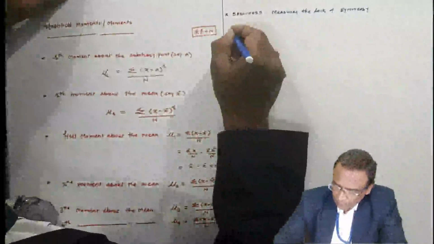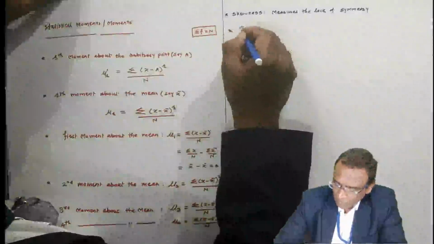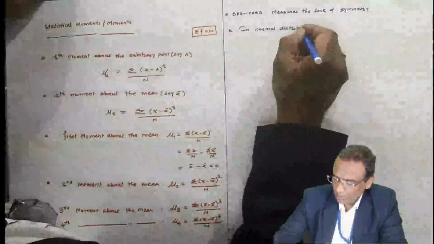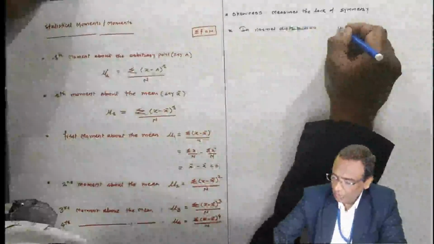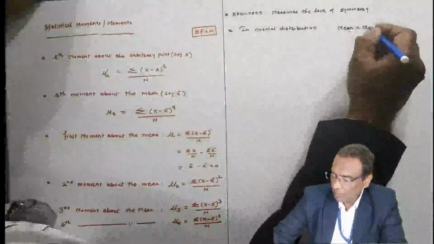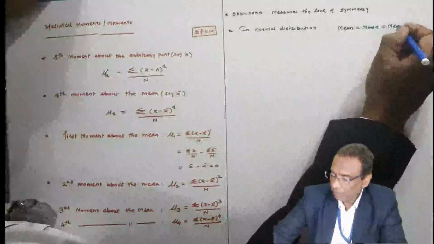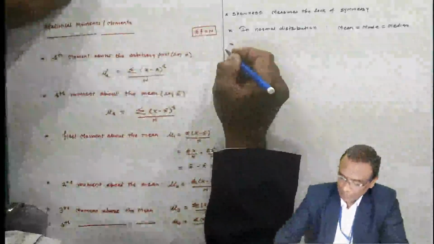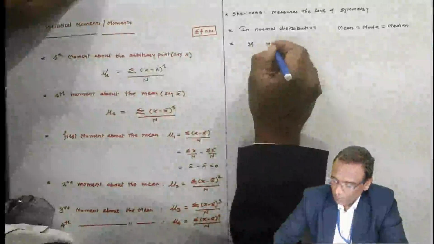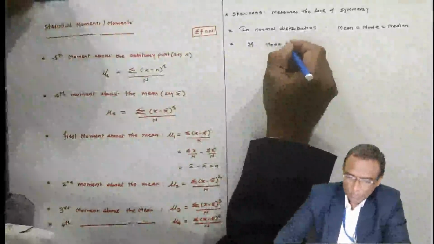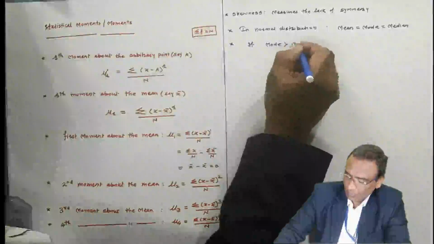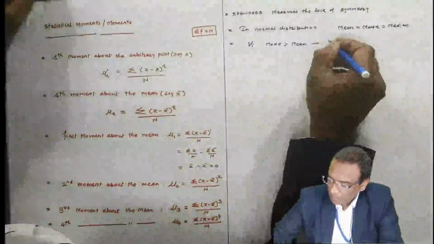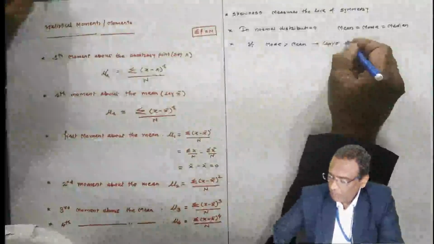In a normal distribution, if the data is normally distributed, the mean, the mode and the median of the data are the same. If the data is not normally distributed, if the mode of the data is greater than the mean, then this implies the curve is negatively skewed. The curve is negatively skewed.